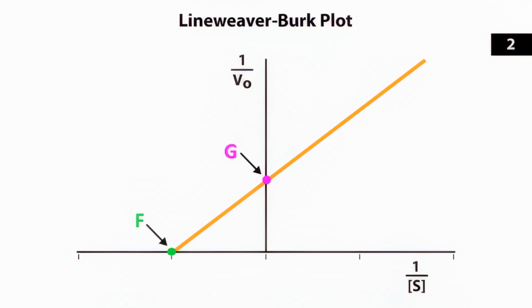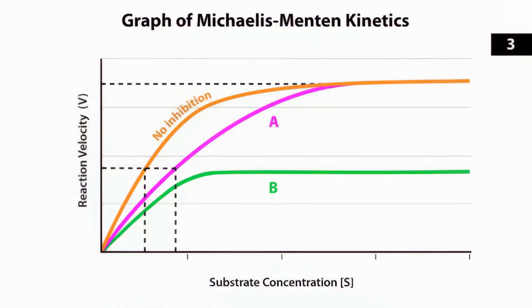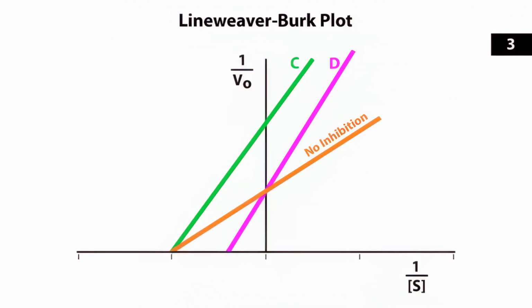And on the Lineweaver-Burk plot, F is 1 over minus Km, and G is 1 over Vmax. You're probably just going to have to memorize those two. Then on the graphs with the inhibitors, A is a competitive inhibitor, where you're increasing Km, but Vmax is unchanged. And B is a non-competitive inhibitor, where Vmax is decreased. Then on the Lineweaver-Burk plot, C is a non-competitive inhibitor, where Vmax is lower, so the y-intercept is moved up. And D is a competitive inhibitor, where you're changing Km.